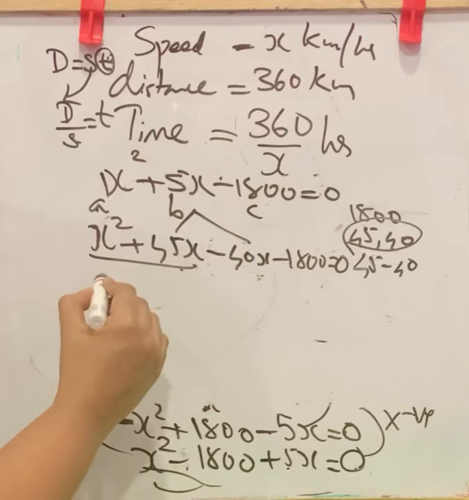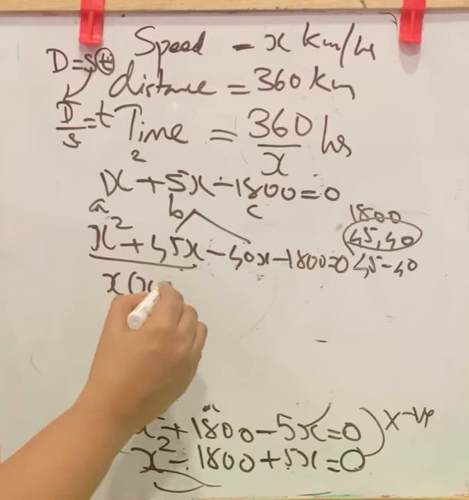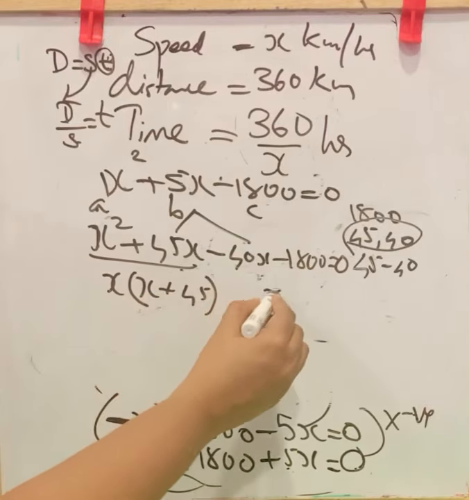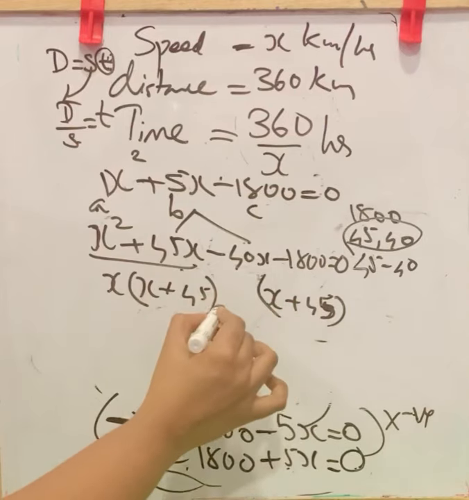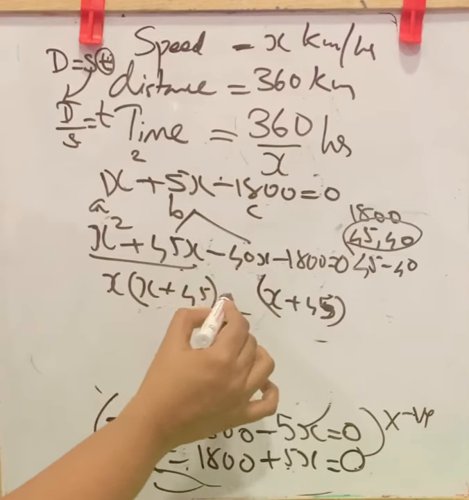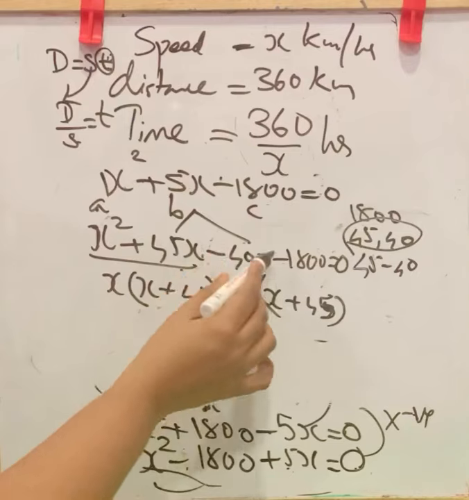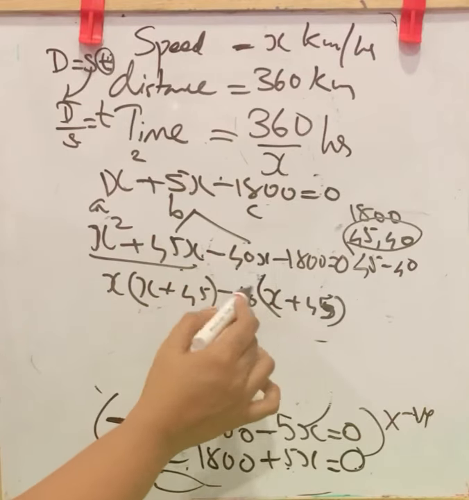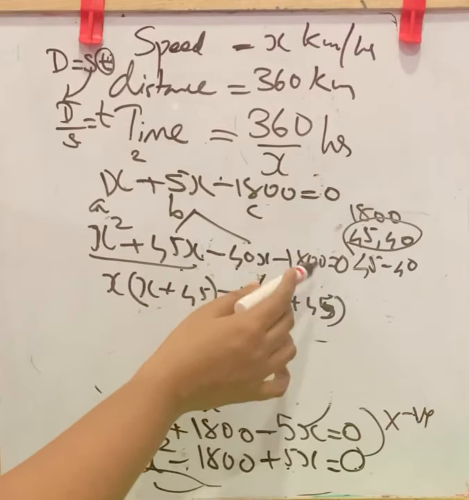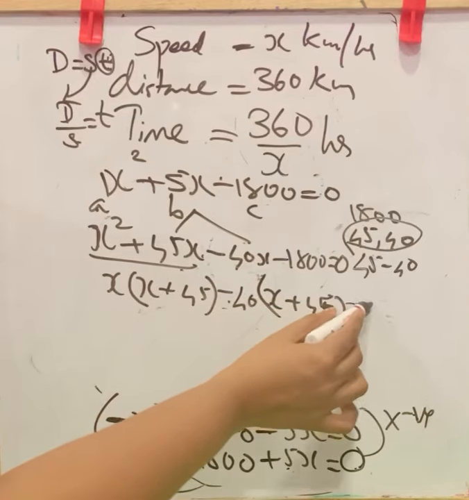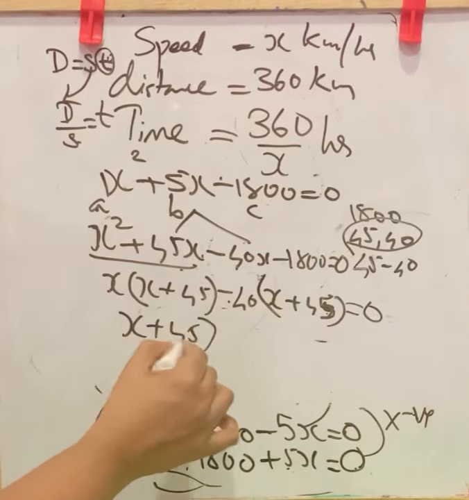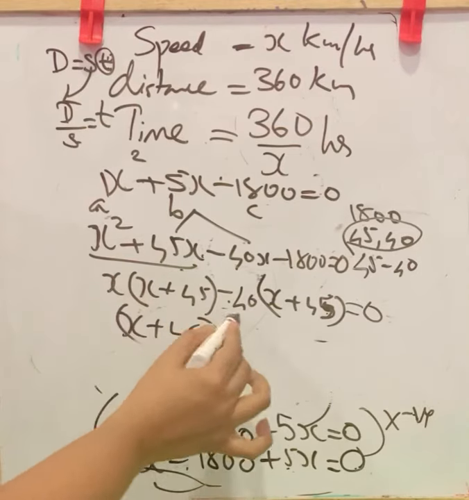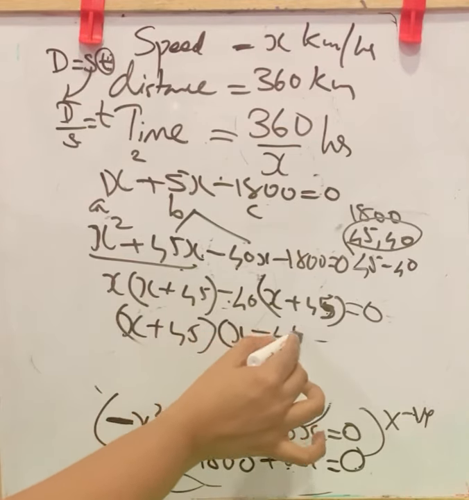Now from this take x outside. Here it will be x plus 45. Right, here x plus 45 into x minus 40. So minus 40 into x is minus 40x. We will check with the last term, minus 40 into plus 45 is minus 1800, equal to 0. Now the bracket is common. Take the x plus 45 bracket outside. Here it will be x, and here we have minus 40, equal to 0.